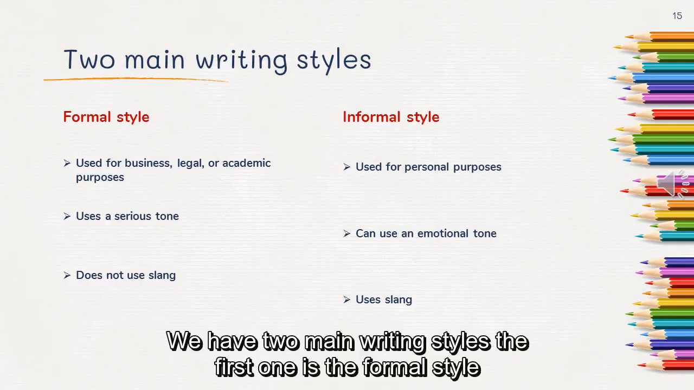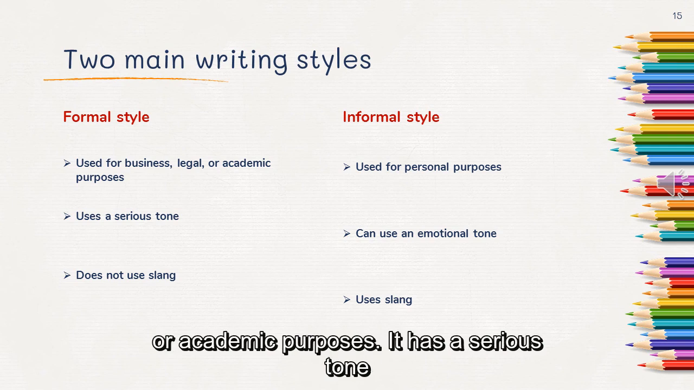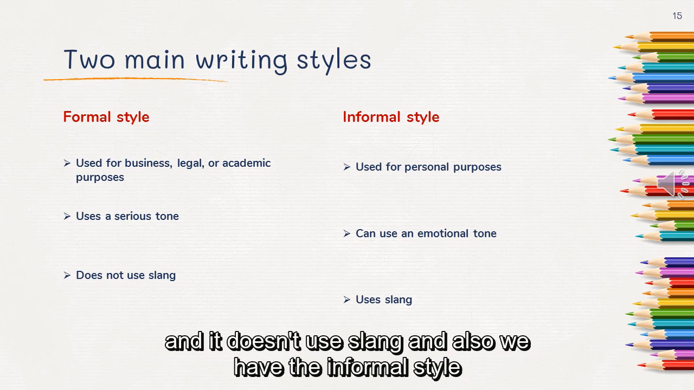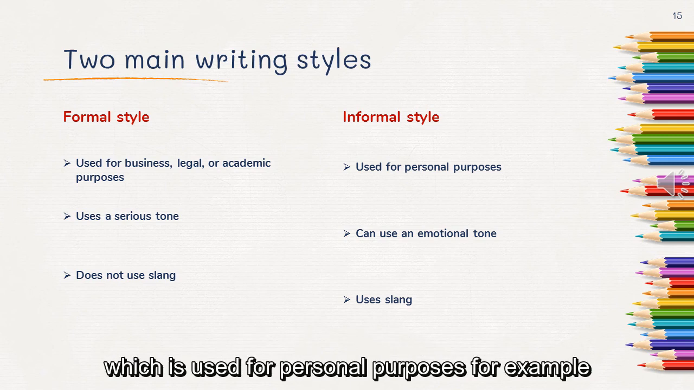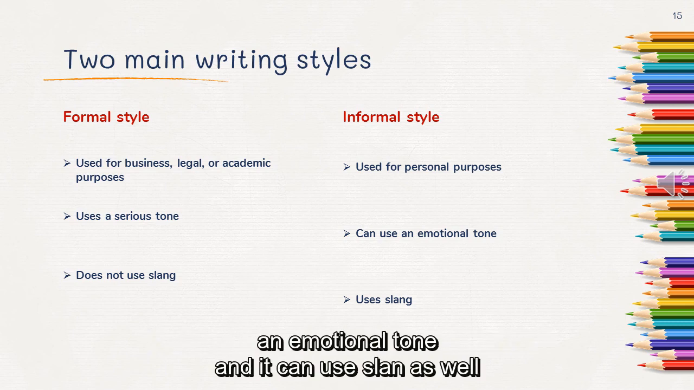We have two main writing styles. The first one is the formal style, which can be used for business, legal purposes, or academic purposes. It has a serious tone. This means that the way we write has to be really formal, and it doesn't use slang. And also we have the informal style, which is used for personal purposes. For example, when you are writing a text message for your friends, it can use an emotional tone and it can use slang as well.